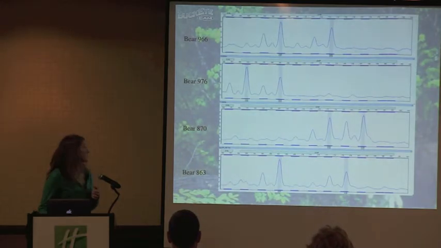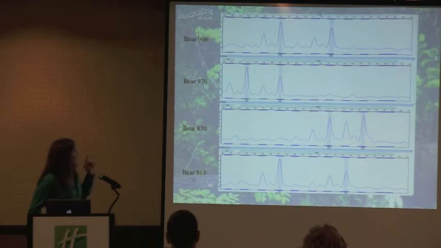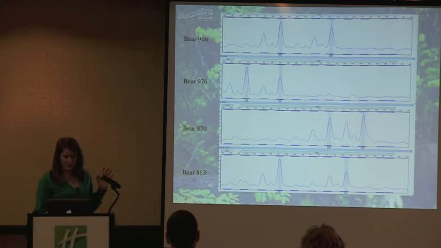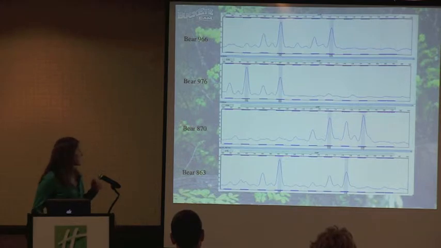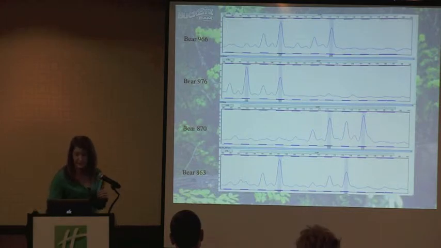So here's an example of what an electropherogram looks like for 4 different individual bears on the ranch. You can see how it gives a clear fingerprint of each individual, at least this particular locus does. Bear 966 at the top is heterozygous at 167 and 173 base pairs. And then you can see bear 976 has 2 alleles at 163 and 167. Bear 870 is a female, it has 2 alleles at 173 and 177. And bear 863 is also heterozygous at alleles 167 and 165.